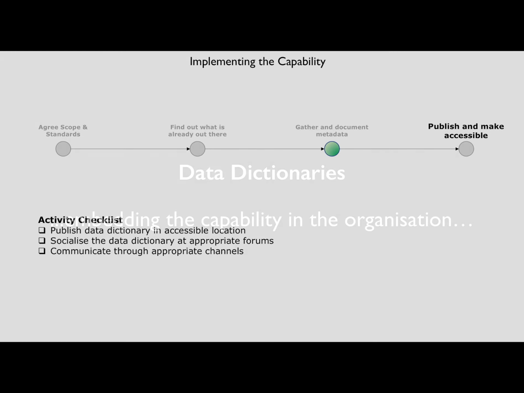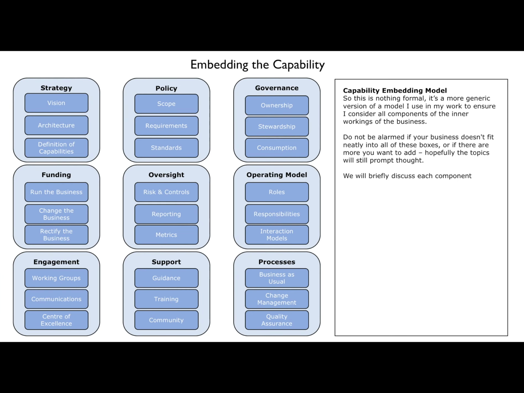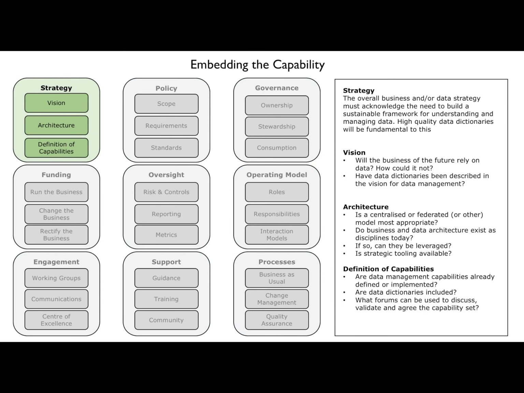and better. Okay, now let's think about bedding in the capability in the organization. So we're going to use this 9-box model we have here. It's out of my own head, it's nothing industry standard. So starting right from the top, the strategy. If data is not part of your business strategy right now, you have a big problem. It needs to be right now, yesterday.